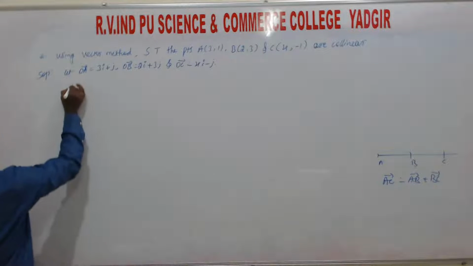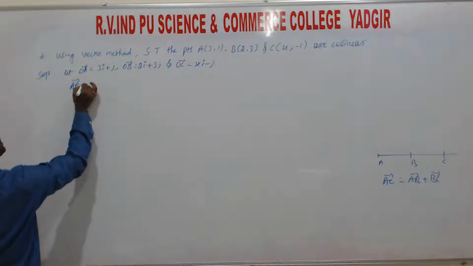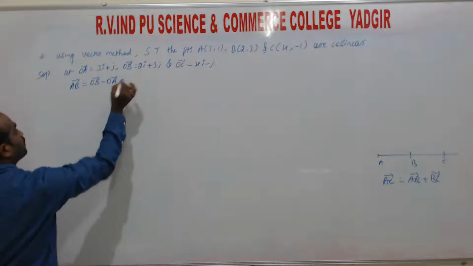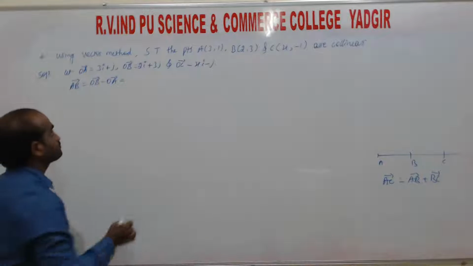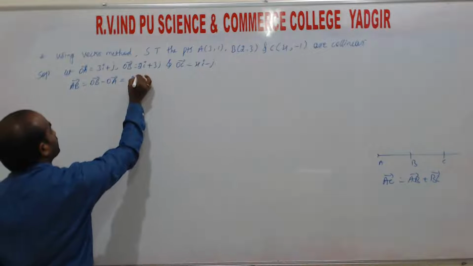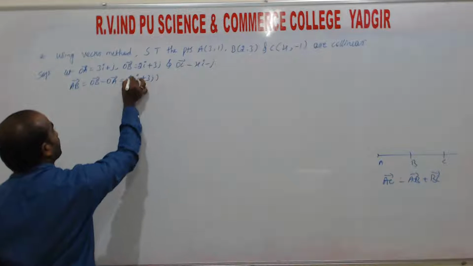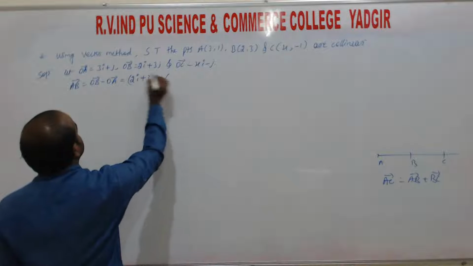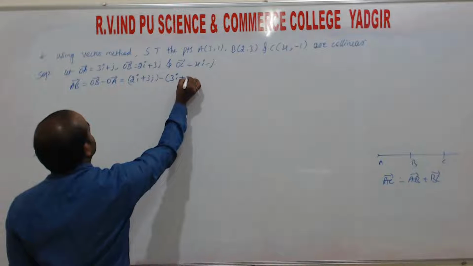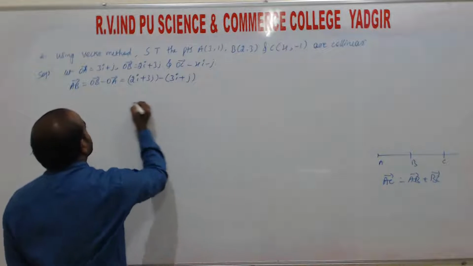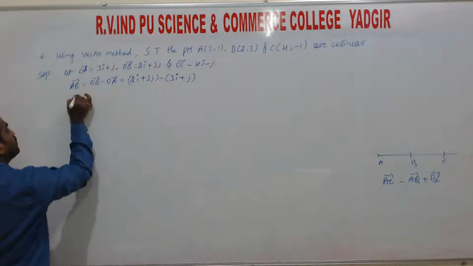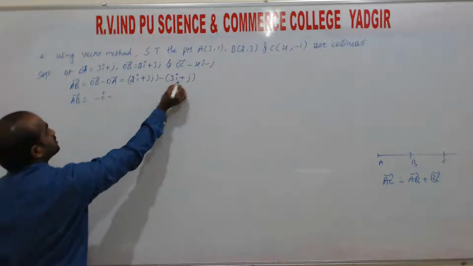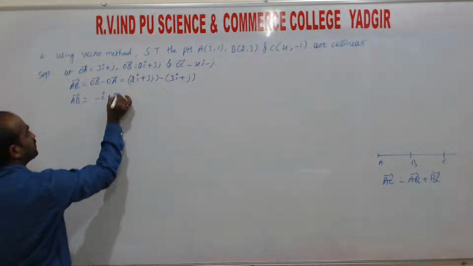The vector joining two points: AB vector is equal to OB minus OA, which is 2i plus 3j minus (3i plus j). AB vector is equal to 2i minus 3i, which is minus i, and 3j minus j, which is plus 2j.